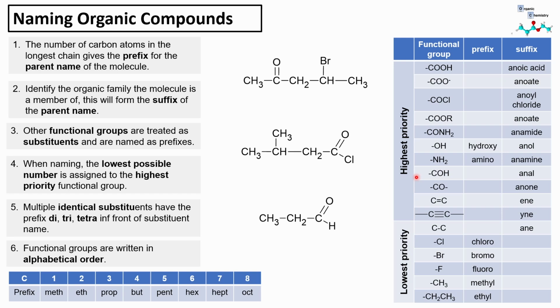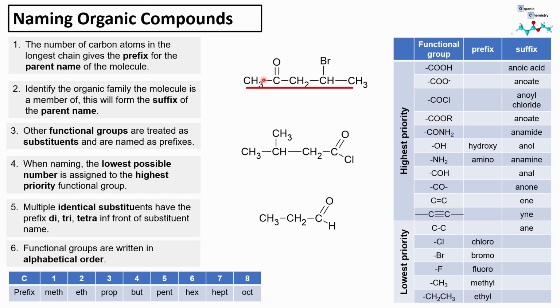writing prefixes. And then when we get to 4, we're going to make sure that we number the functional groups correctly so that they get the lowest possible number. And then 5, whenever we have multiple of one, we write di, tri, and tetra. And 6, lastly, if we have multiple prefixes, make sure we put them in alphabetical order. Okay, so using these 6 rules, let's look at this first molecule.